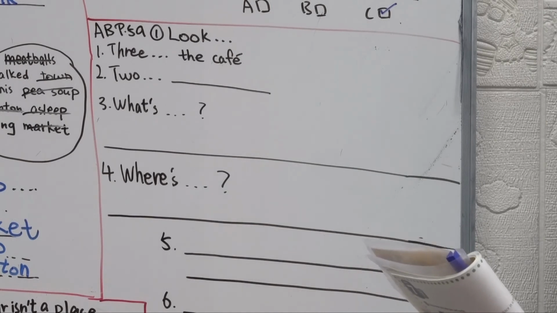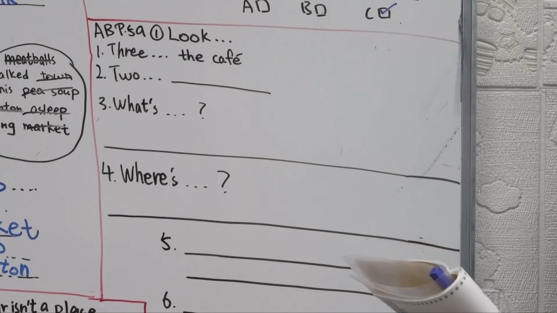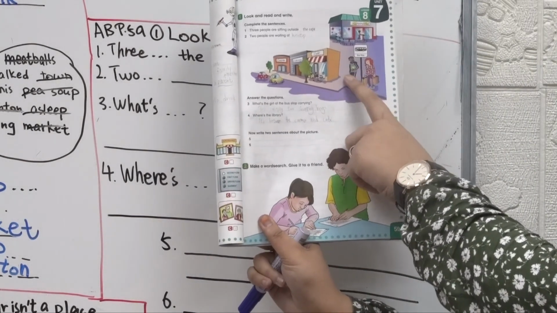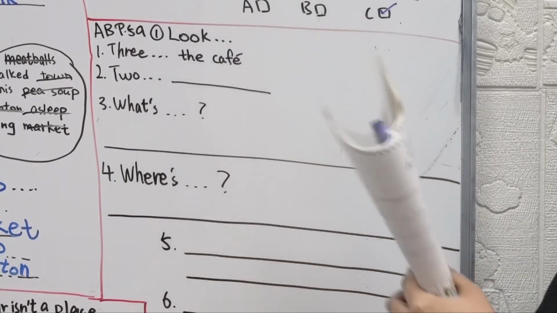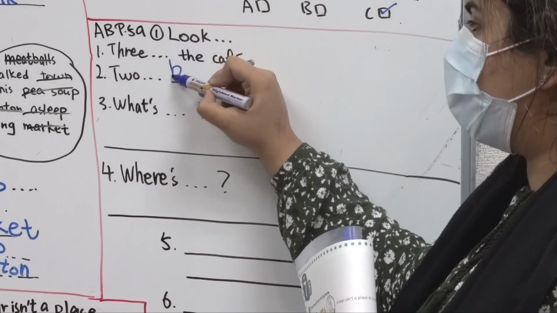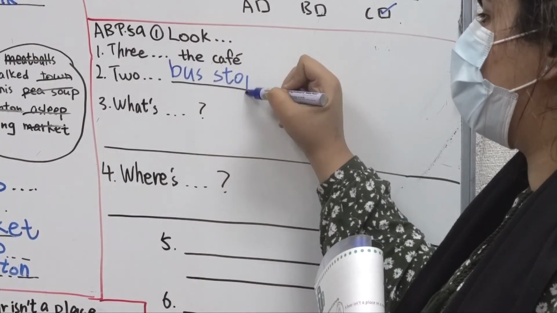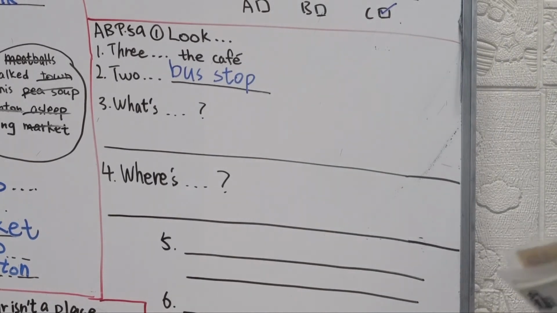2 people are waiting at... Where are they waiting? So basically they are here, right? So where are they? That is bus stop. Yes, bus stop. So write bus stop. B-U-S-S-T-O-P. Bus stop. Okay, bus stop.